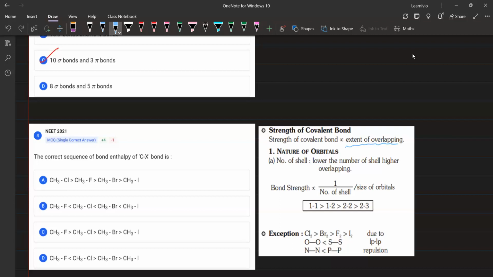The reason is that the second shell orbital they will be having... Yeah, sir, voice crack. Yes, tell me. Sir, voice crack.